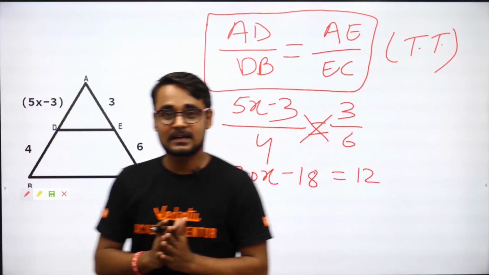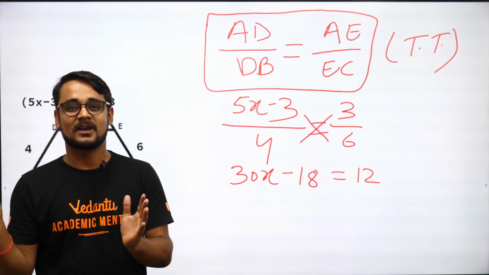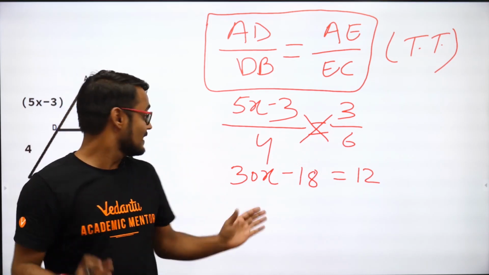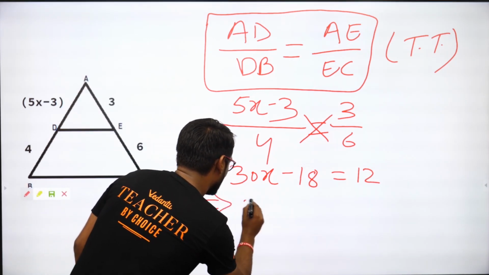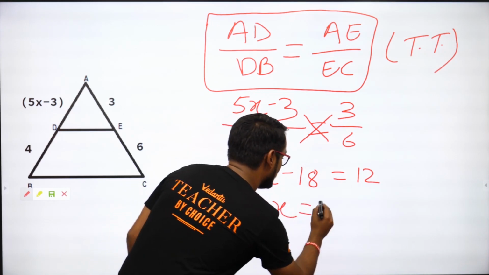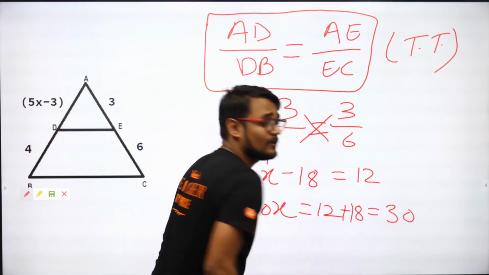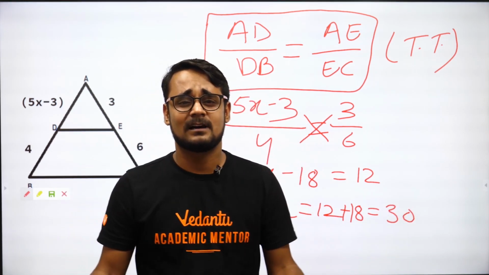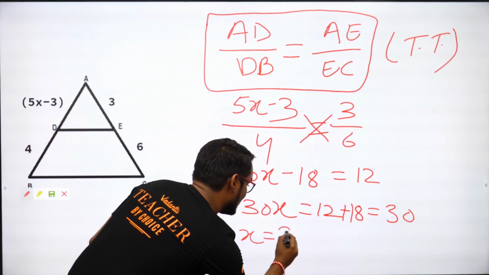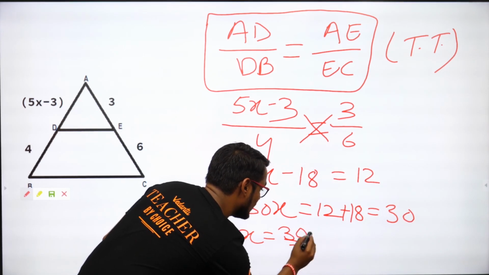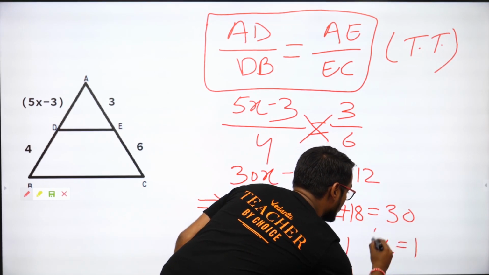And once we got it, हम क्या करेंगे? हमारे पास जो नंबर्स हैं तो हम उसको एक साइड ले जाएंगे इक्वल टू के, और जो वेरिएबल्स हैं like 30x उसको हम उसी साइड रहने देंगे. So what we will get here? We will get 30x is equal to 12 plus 18. What is that? That is 30. And once 30x will be equal to 30, so what is the value of x? The value of x will be 30 upon 30. That is equal to 1. And hence the value of x is equal to 1.